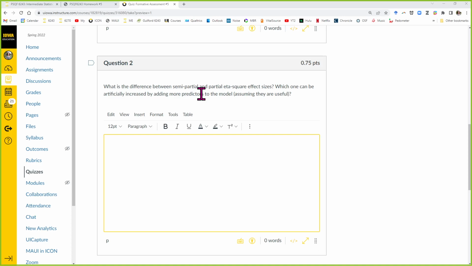Semi-partial has got to be the worst name, because it's two wishy-washy words stuck together that's supposed to mean something. And to make it even worse, it is also called part. Semi-partial and part are the same thing, so you may hear that word used in different textbooks or by different authors instead.